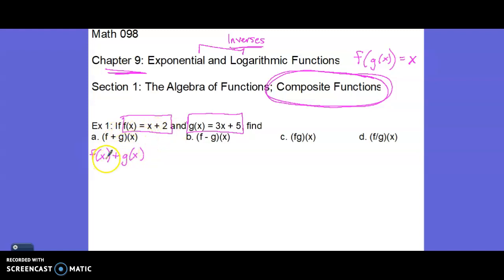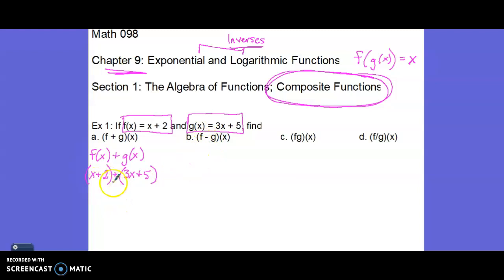But anyway, all you have to do is take the f function, which is labeled as x plus 2, the g function, which is labeled as 3x plus 5, and add them together. Some teachers will have you put parentheses in there to show you the substitution, but you don't have to do that for this type of problem. I'll talk more about why you should when we get to letter B.